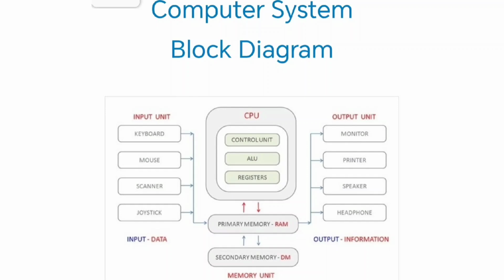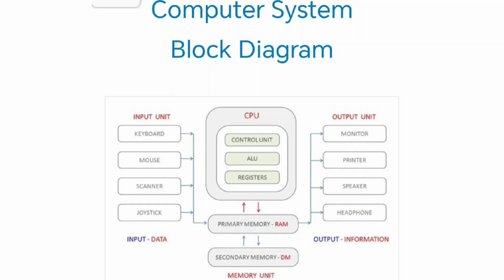So the CPU has three categories available. One is the arithmetic logic unit, registers, and another one is the control unit. All of these do their processing under the control of the storage unit, that is the memory unit.